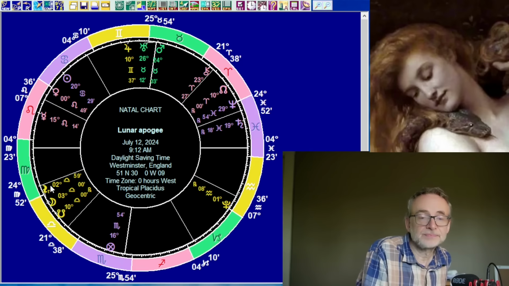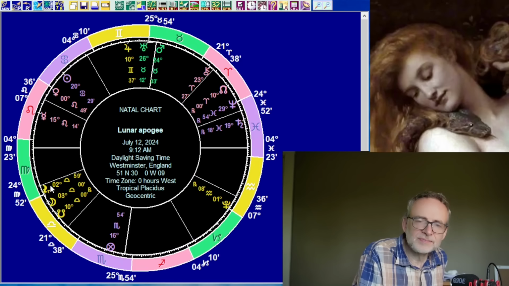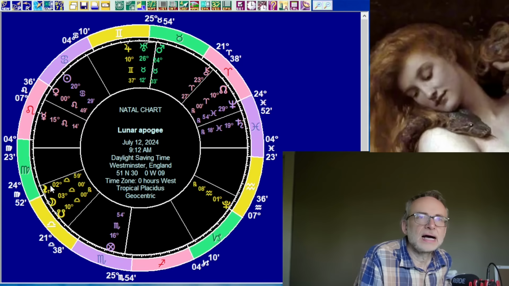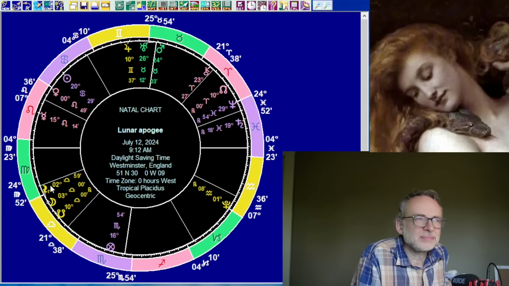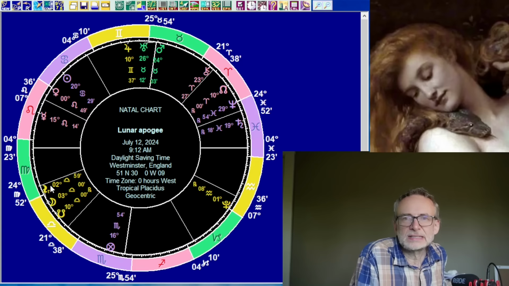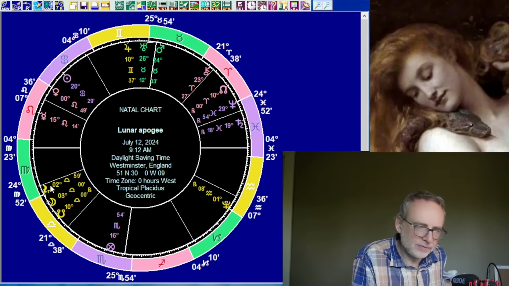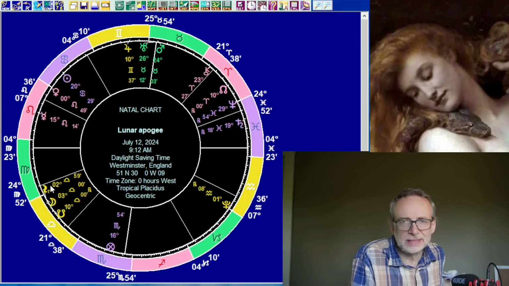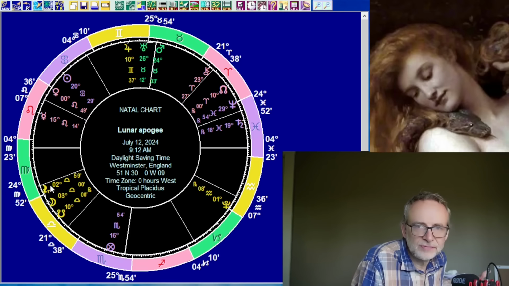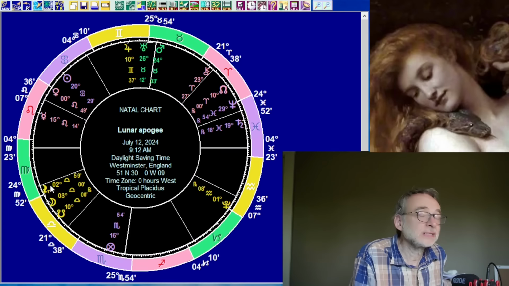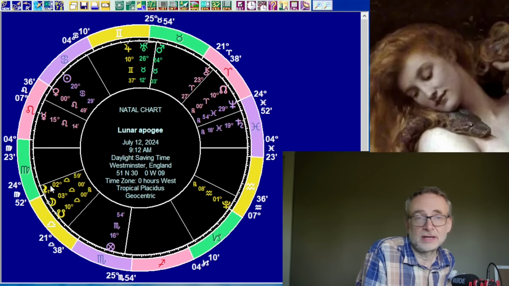So here we have an exact Moon Lilith conjunction, and because that is the point where the Moon is furthest away from the Earth, perhaps that is giving us a different side to the Moon. That's perhaps why it's called Black Moon Lilith. Perhaps the dark side of the feminine, or perhaps it's the powerful side of the feminine.